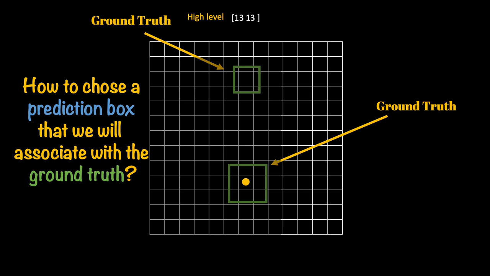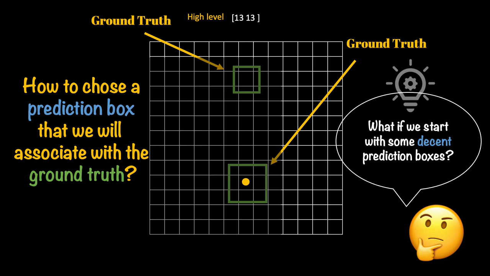And this is where our second idea kicks in. What if we start with some decent prediction boxes? Decent here means that we, the human being, you, me, come up with the size of prediction boxes based on our prior knowledge as the starting point. And then these boxes are the ones that will be refined by our neural network. But at least we start with something quite good.